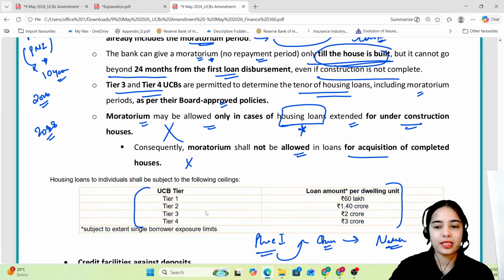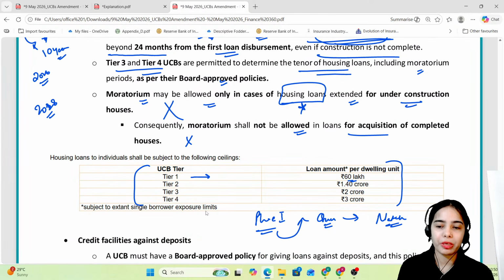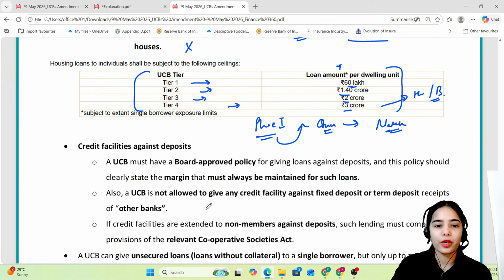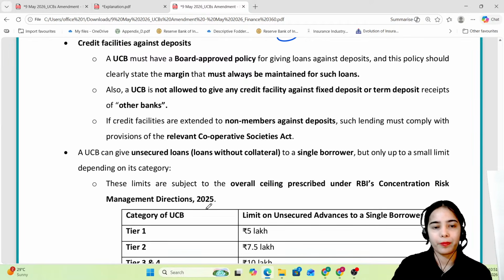Now, tier 1 UCBs can give a maximum of 60 lakh rupees per dwelling, for one house basically. Tier 2 can give a maximum of 1.40 crore. Tier 3 can give a maximum of 2 crore. Tier 4 can give a maximum of 3 crore per house, per borrower, we can say. Okay, this is the idea. Now, credit facilities against deposits. Any confusion?